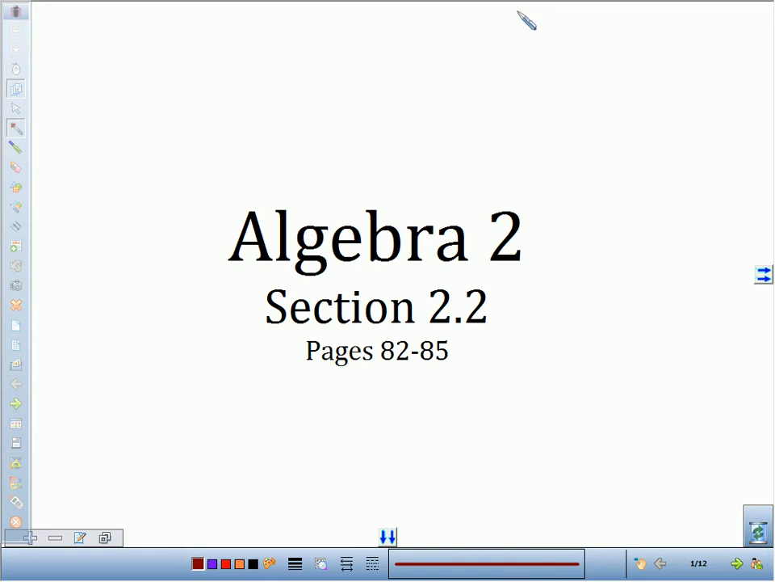Alright, this is the section of notes for Algebra 2. This is section 2.2, pages 82 through 85 in your textbook, dealing with slope and rate of change.